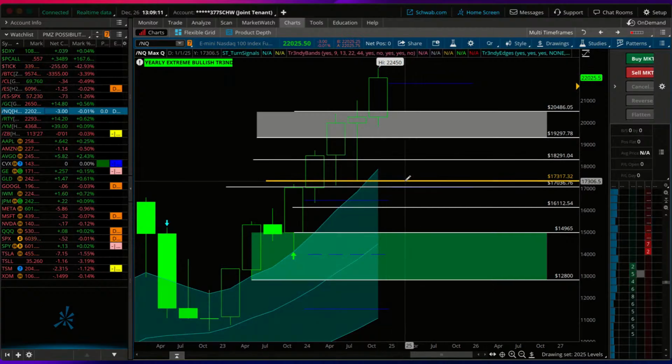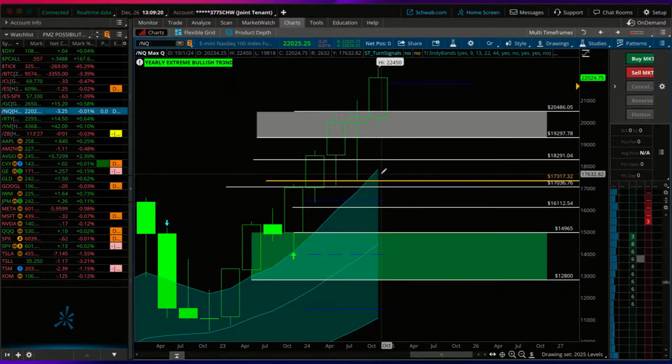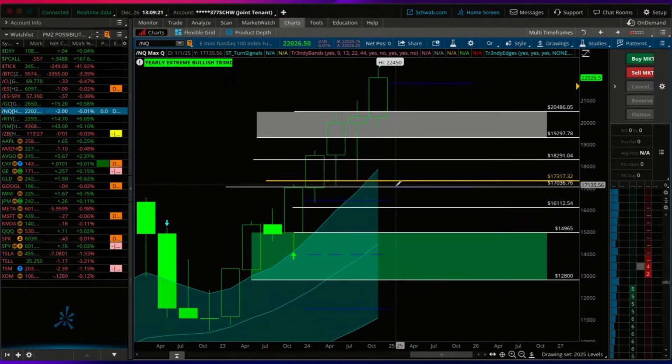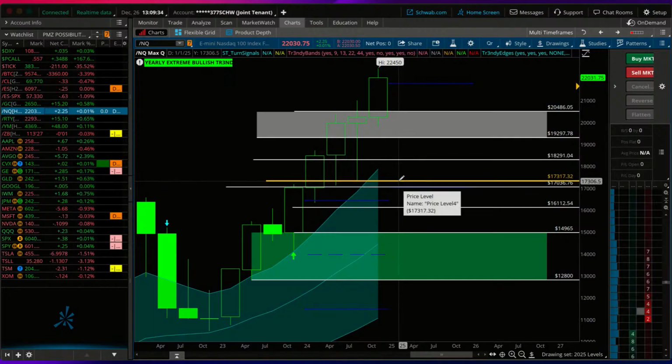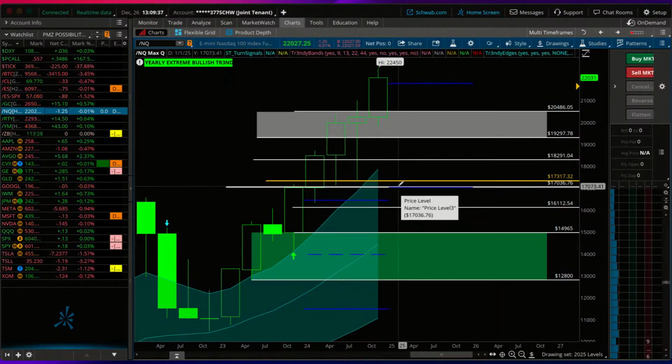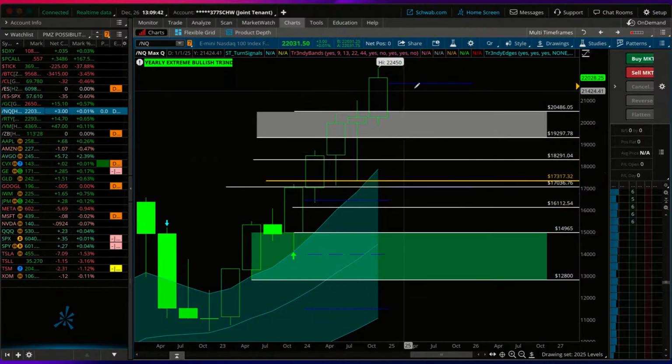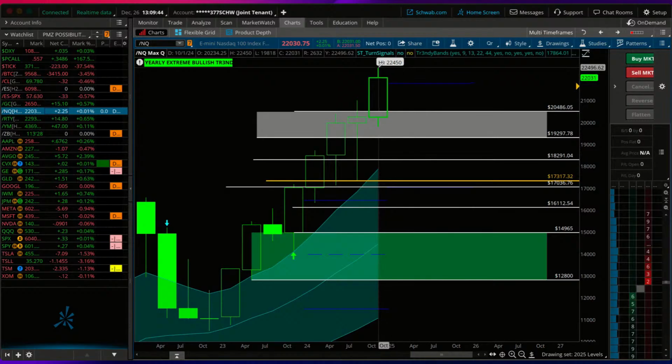If price drops down to the golden Fibonacci level here of 17,317, that is an area that I believe the bulls will protect. Just below there at 17,036 is where the lower yearly edge is for NQ, so a playing field of demand down here at 17,036. Now, just like ES, we are very near all-time high.